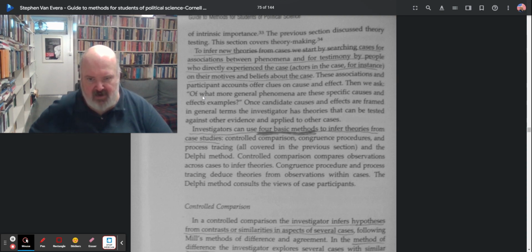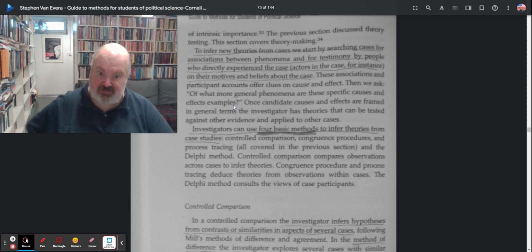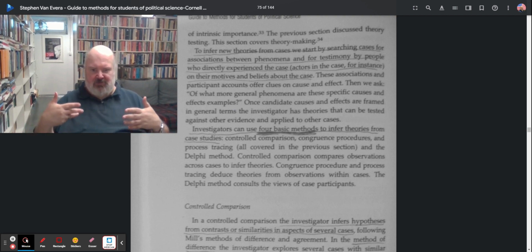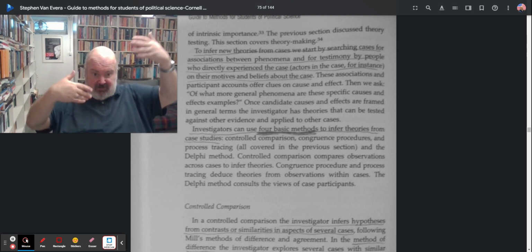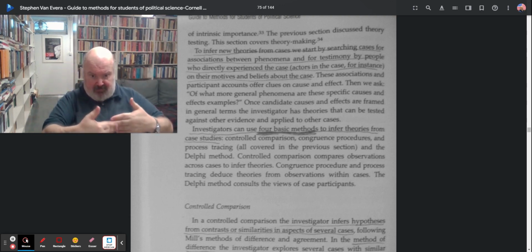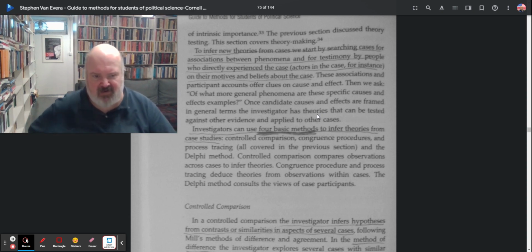Then we ask, of what more general phenomena are these specific causes and effects examples? So in other words, we see these things, and we ask, of what more general phenomena are these specific causes and effects examples? Once a candidate cause and effect is proposed, the proposed cause and effect are framed in general terms, and the investigator has a theory that can be tested against other evidence and applied to other cases.